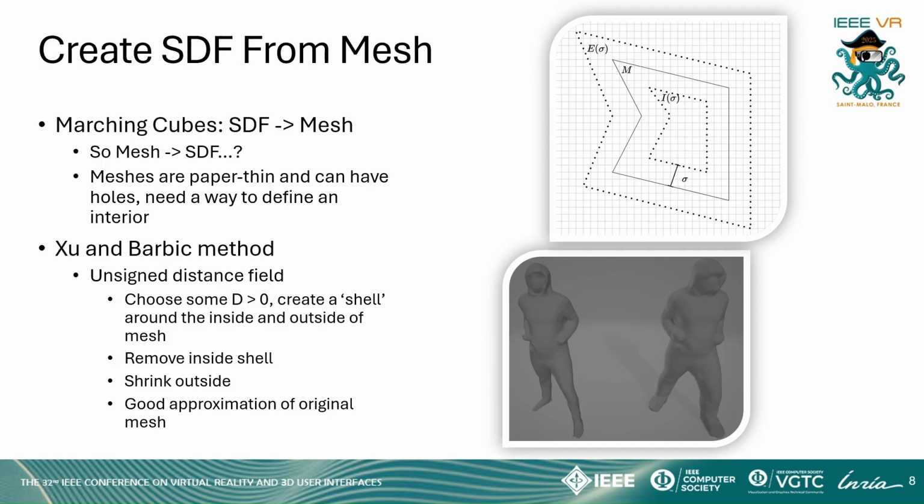Now, to create a signed distance field from a mesh, we first acknowledge that meshes are a paper-thin representation, and holes and other artifacts can make it difficult to determine the interior from the exterior. This is solved by Zhu and Bridson's method, which chooses to create an unsigned distance field around the whole representation. By choosing some value other than 0 to create the surface, you create an interior and an exterior shell. By removing the interior shell, you may then shrink the exterior and receive a rough approximation of the original mesh as a signed distance field.